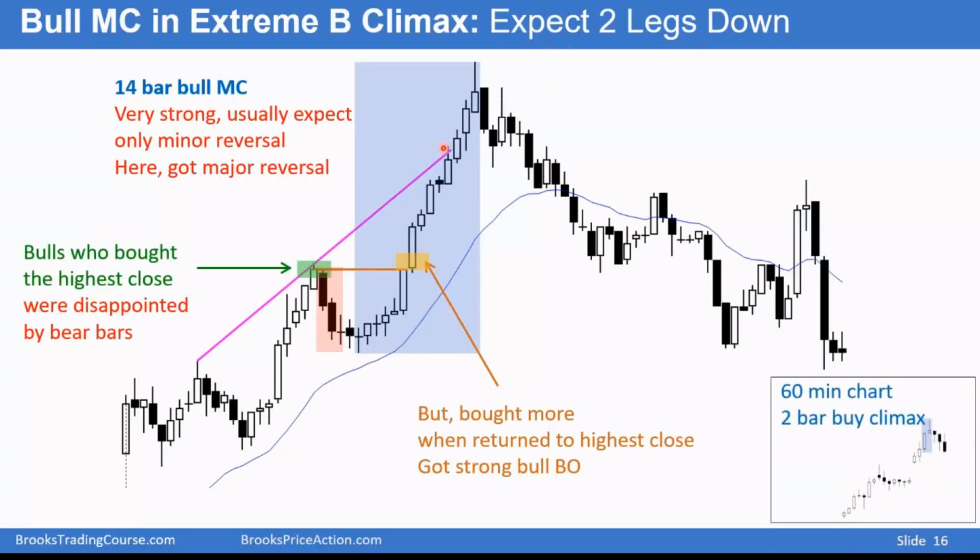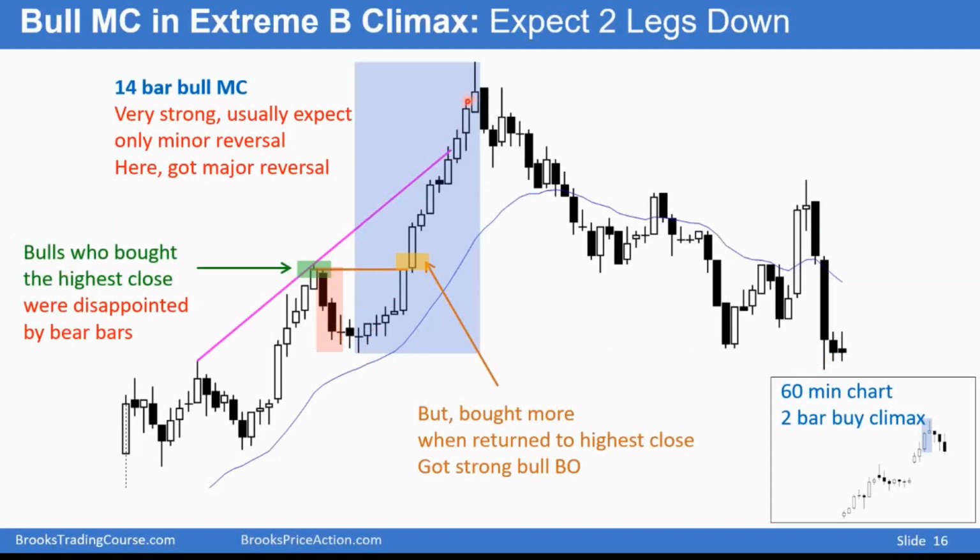If you look at this on a 60-minute chart, this blue box is this. It's the biggest bull bar late in a bull trend. And on the 60-minute chart, this is probably an exhaustive end of the trend. And you'd expect a pullback down to the bottom of the buy climax. And the bottom of the 60-minute buy climax is down here. We eventually got there on the 5-minute chart.